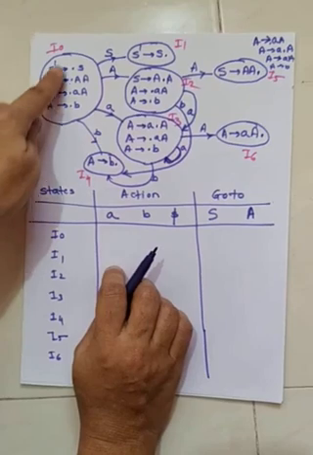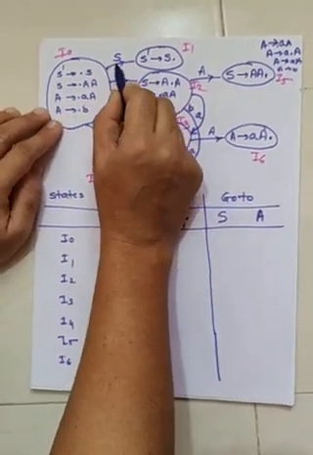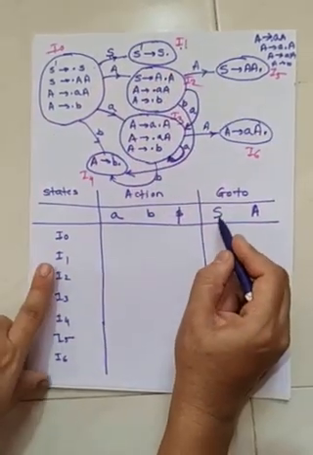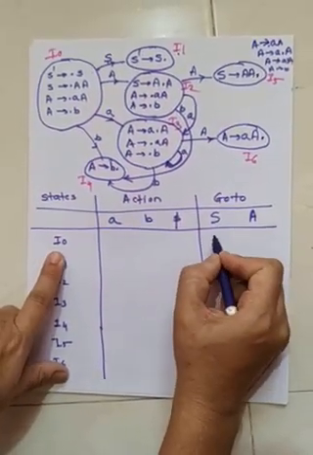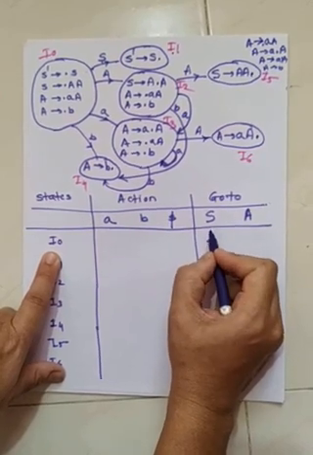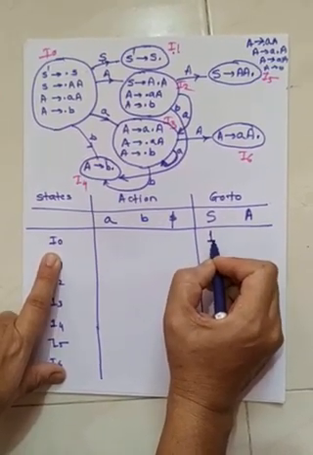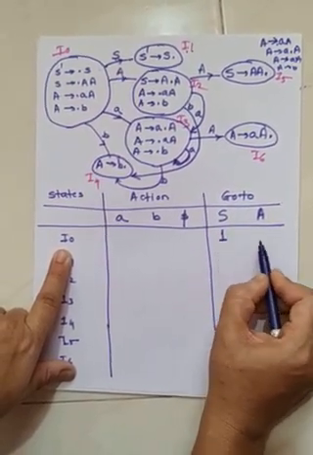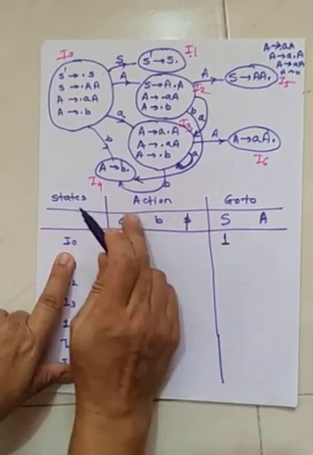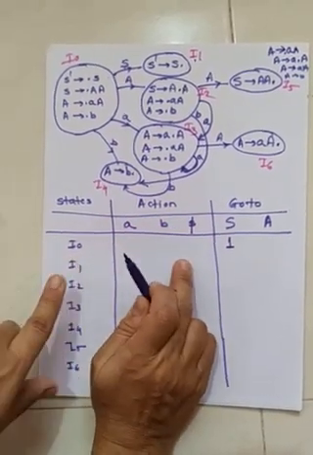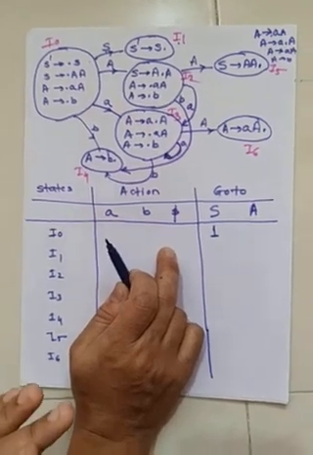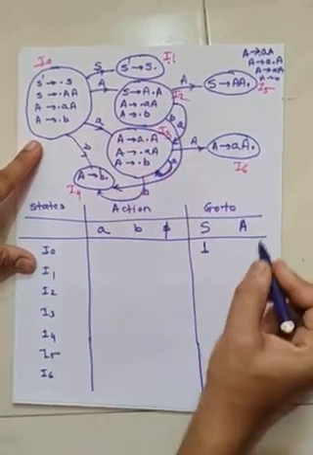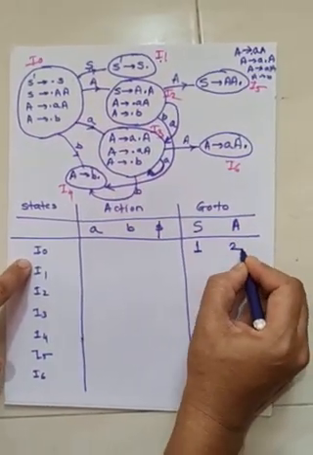So for this I0 state, now capital S is going to I1. So capital S is here, it will go to state 1. So we directly write the number of that state. In goto, we have to just write the number of states, and in actions we have to write either shift action or reduce action. Now next, capital A is going from I0 to I2.